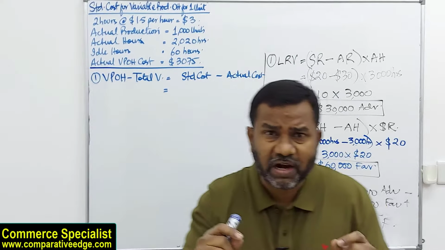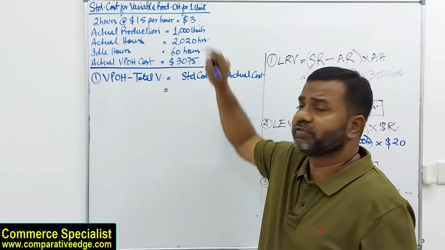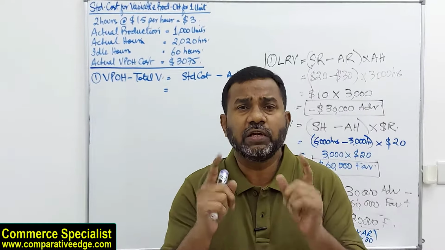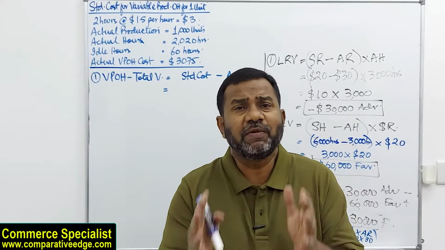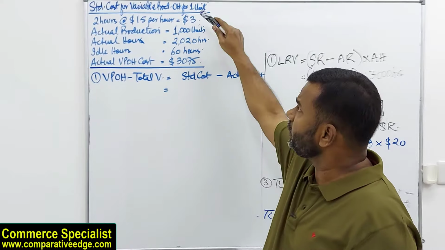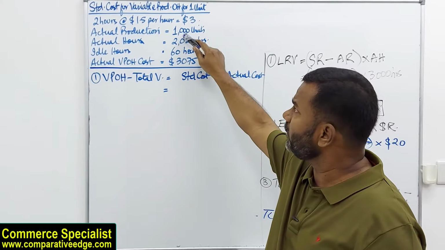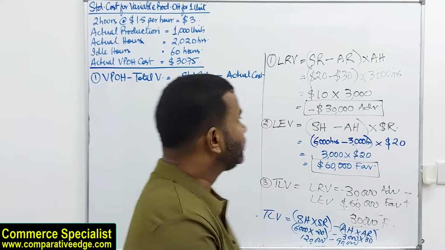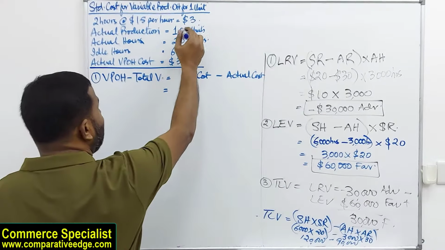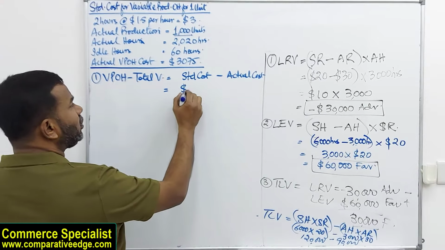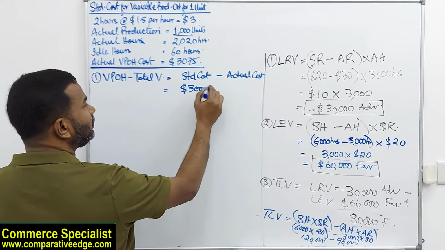Look at what is the standard for one unit, $3. The standard variable production overhead is $3 for one unit. We have to multiply this by the actual production. Actual production is 1,000 units. So $3 is for one unit, and if you're making 1,000 units, how much should the variable overhead cost be? So if it is $3 for one unit and we are making 1,000 units, so 3 into 1,000 will give you a standard cost of 3,000.